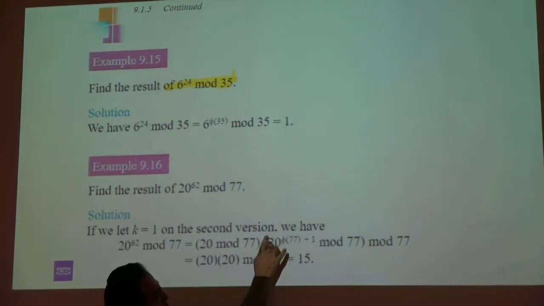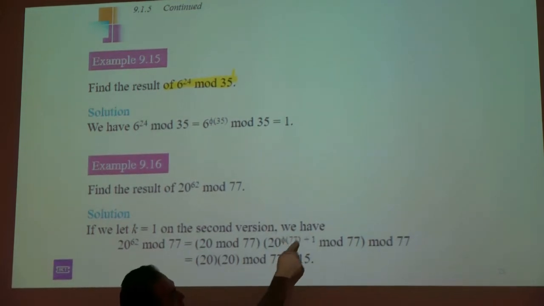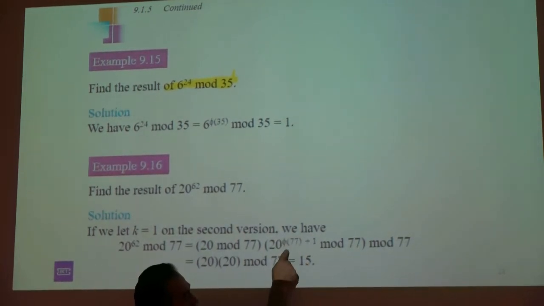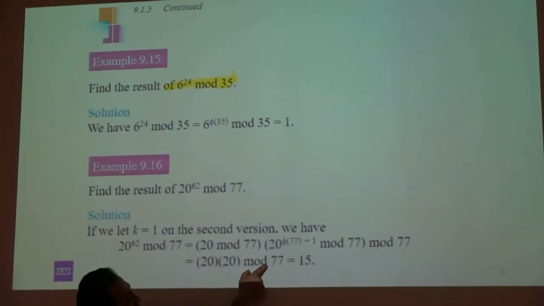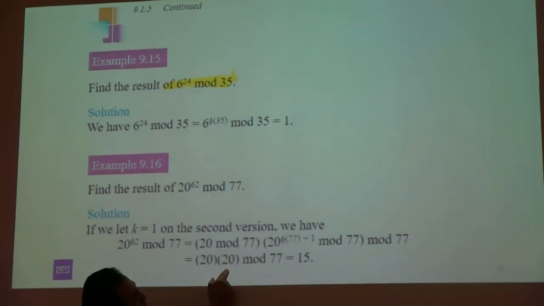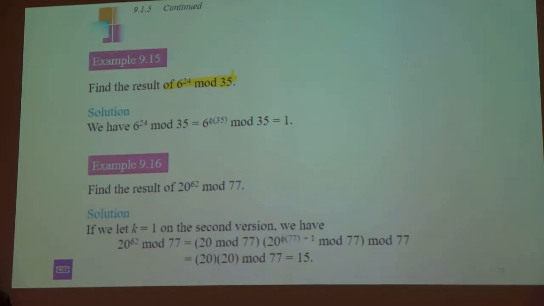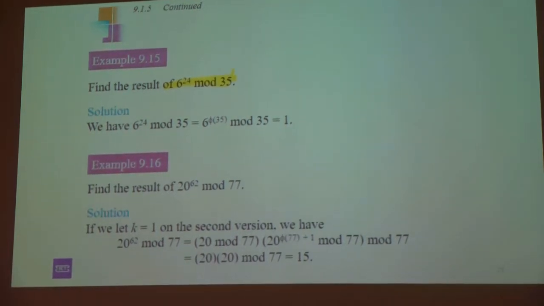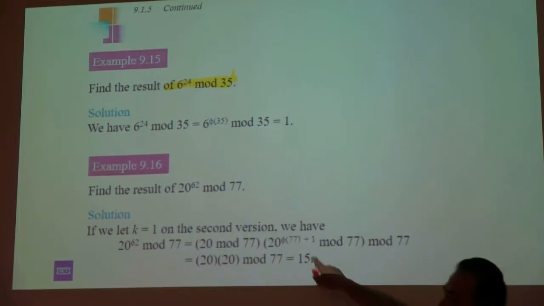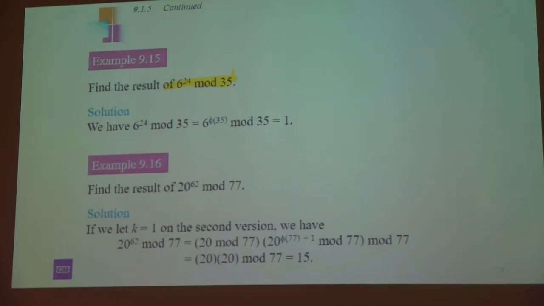This is applied from the second rule. If you have an integer raised to k, which is 1 here, times phi plus 1, it will equal the integer itself. So 20 times 20 is 400, and 400 modulo 77 will be 15.